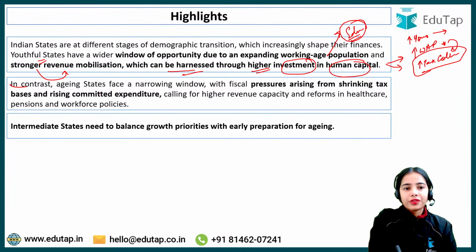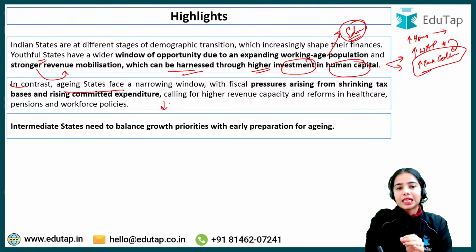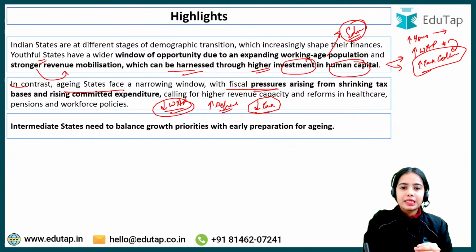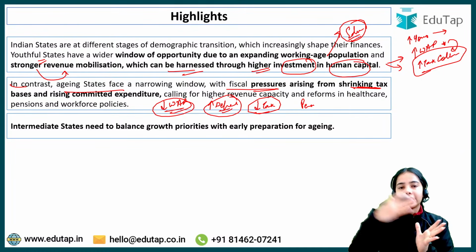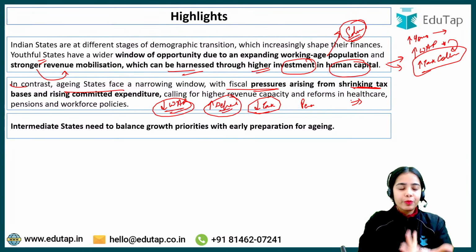and such. In contrast, the aging states face a narrowing window because the aging stage has lesser working age population and more dependents. With fiscal pressure arising because they have less working age population, they have a shrinking tax base, and they are more committed to providing pensions, because there are larger dependents, a larger aging population. That means pensions will have to be provided, social security benefits have to be provided and such. Healthcare has to be improved and such.